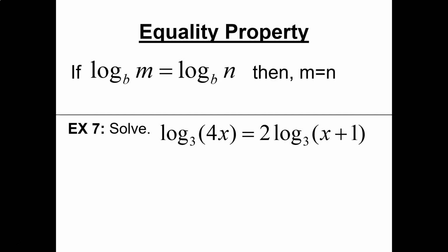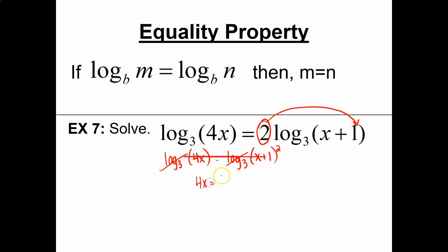Now, let's look at the example I've given you. Can the logs be dropped? No, not yet, because you've got this 2 on the outside. So that 2 has to be brought in as an exponent first. So we would have log base 3 of 4x equals log base 3 of x plus 1 squared. Now, logs can be dropped. So I've got 4x equals x plus 1 squared.